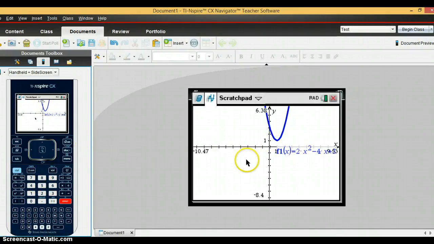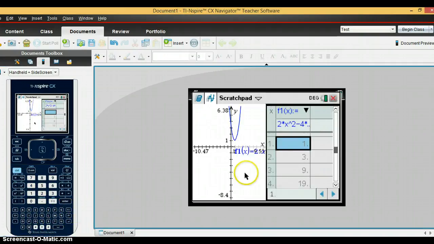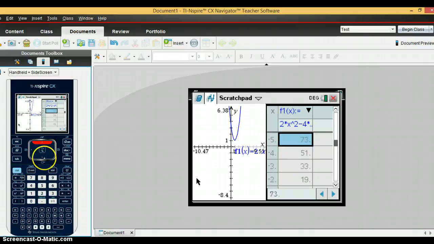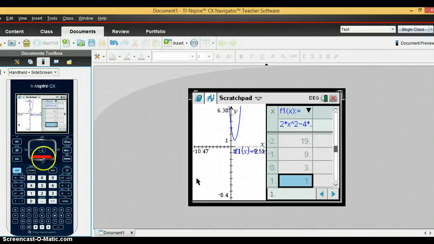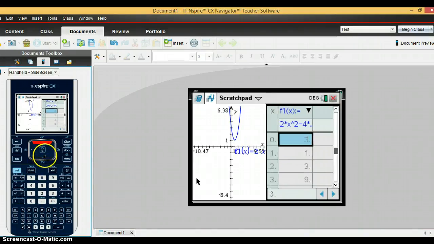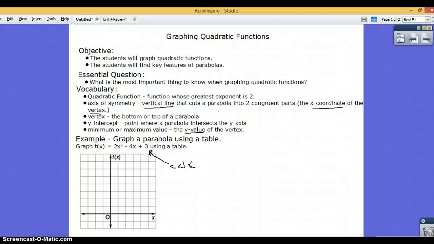So we're going to use a table. So Control T brings up the table. What I want to look for is where things repeat. So if I go up, whoa, too far. Let's come back down. Do you see right here we have 3, 1, 3? That means that's my vertex. So we want to definitely use that.